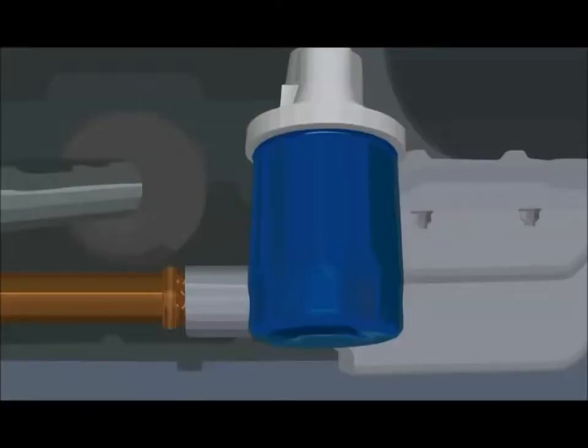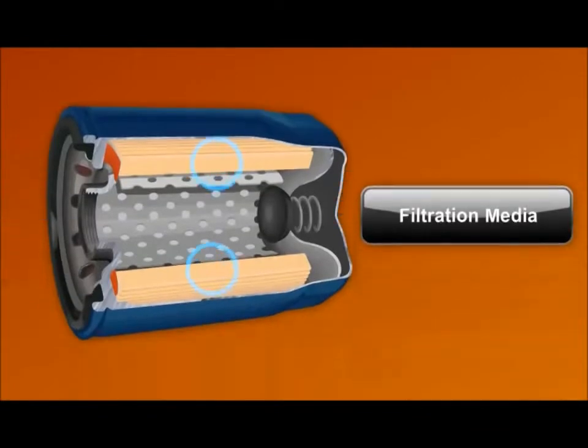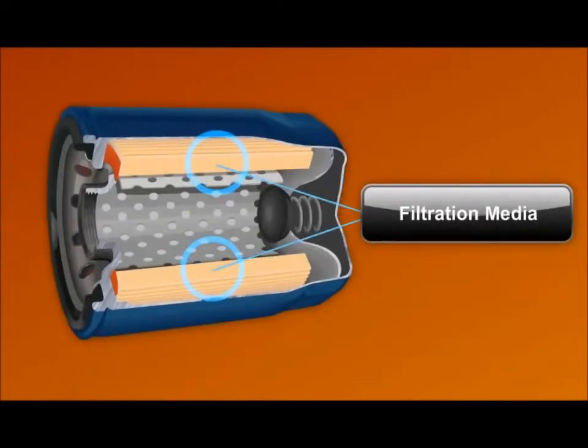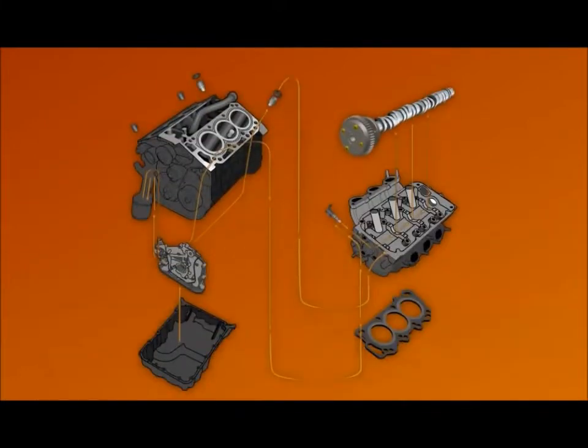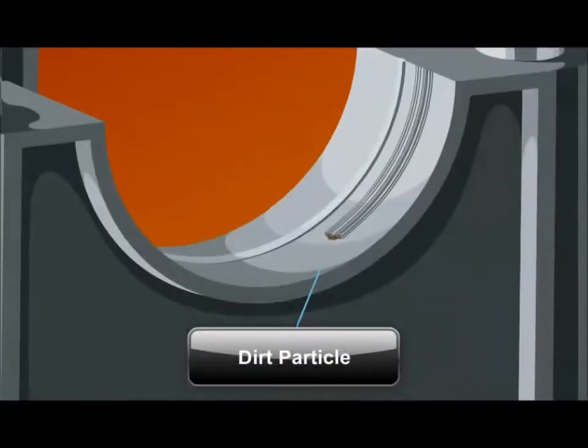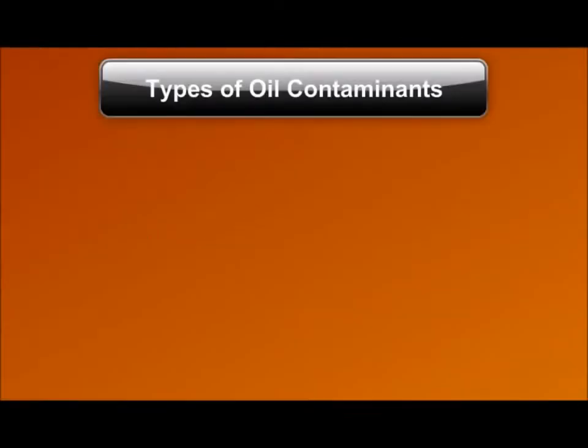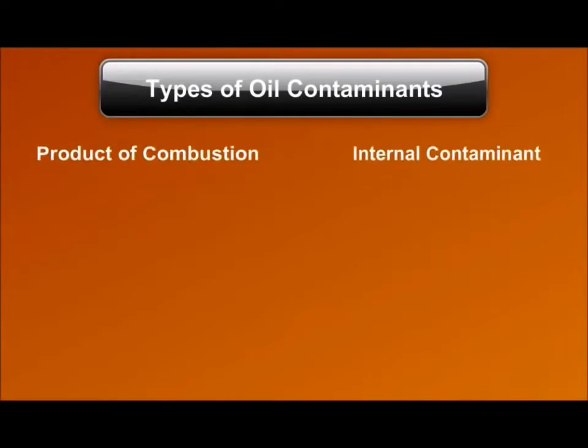From the oil pump assembly, oil flows to an oil filter. Inside, filtration media traps contaminants such as dirt or metal particles. If allowed to circulate in the oil system, these contaminants can cause wear on the bearing surfaces of the engine. Contaminants may be the product of combustion or an internal contaminant.